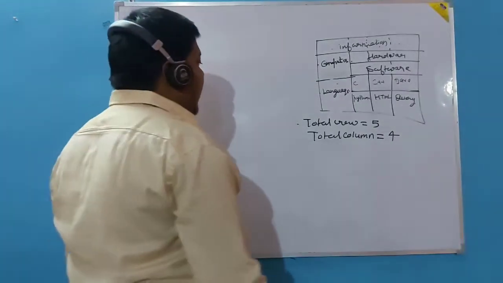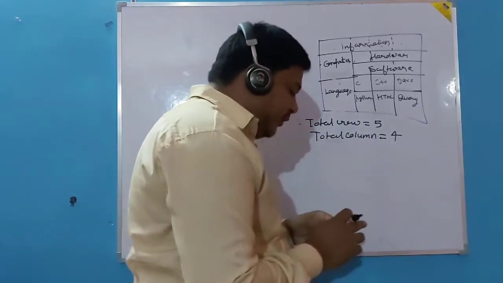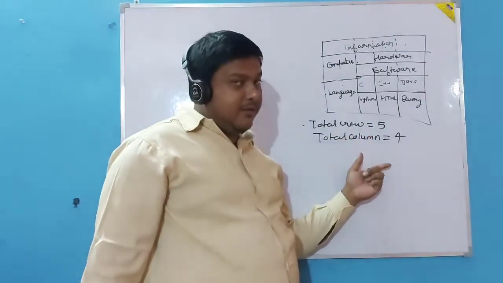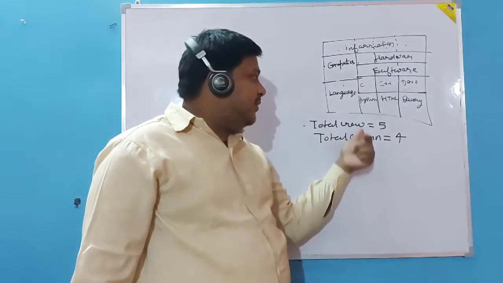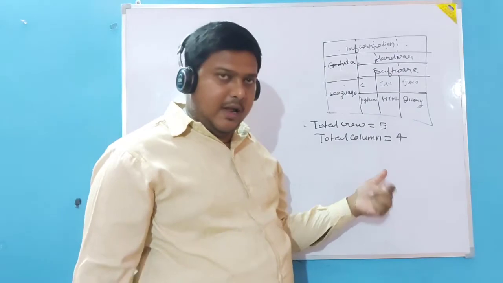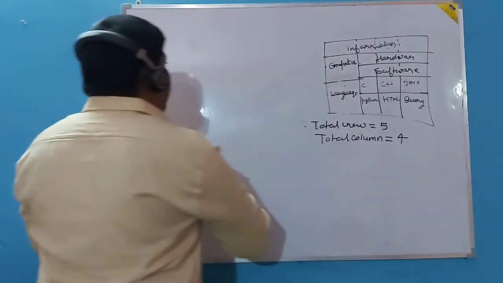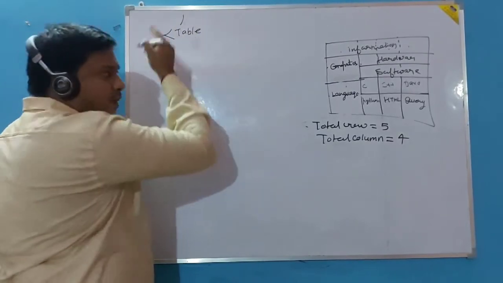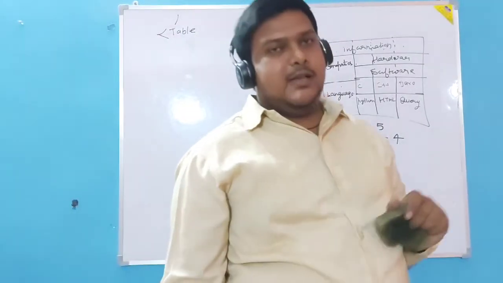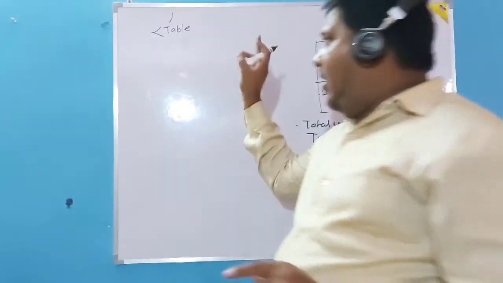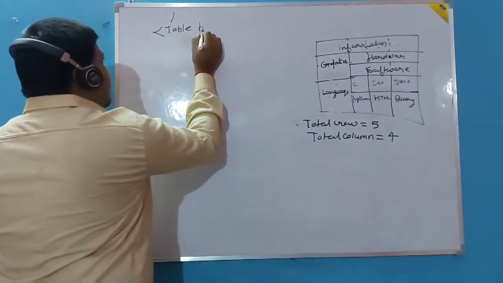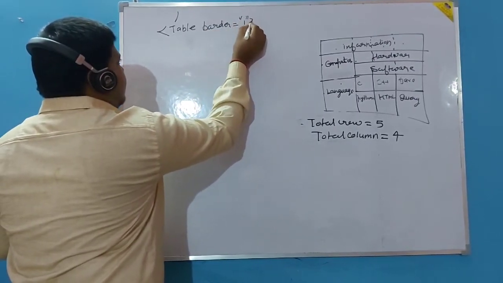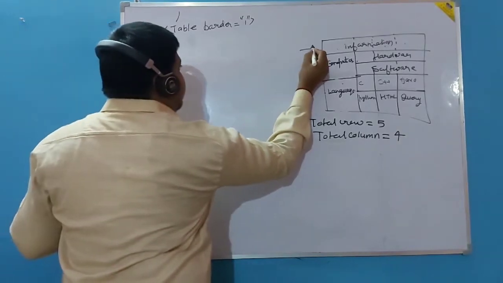Now we have to write the code by keeping in mind in which row how many columns are merged and in which columns how many rows are merged. Clear? So look here. We are going to write from the start. Before that you have to write HTML, head, title, body. This is all you have to write. Now I will write the main code here, table border is equal to 1, and I am going to write for the first row.